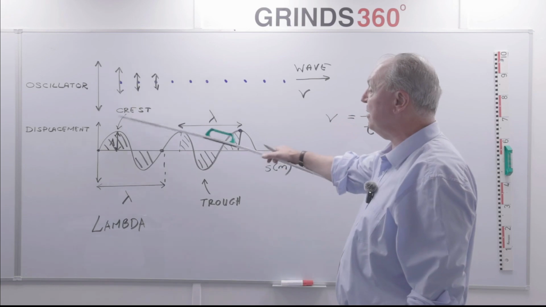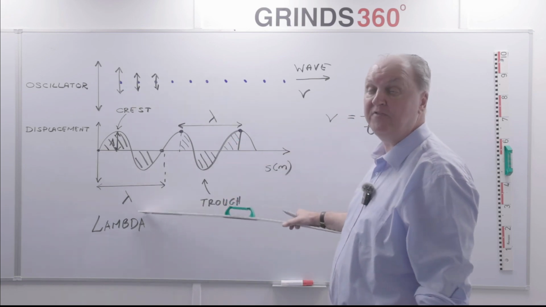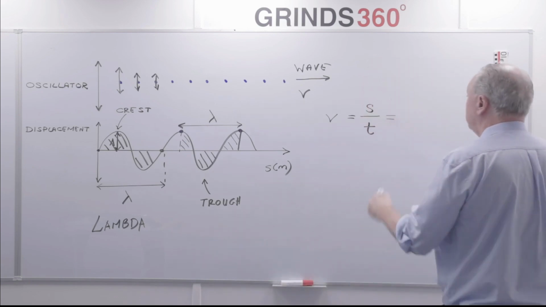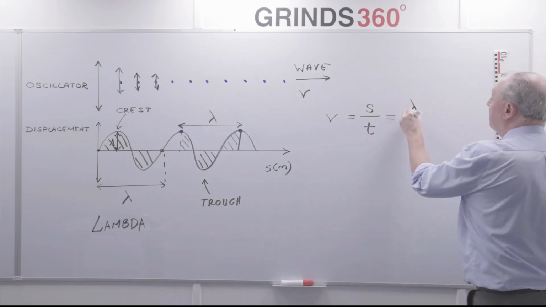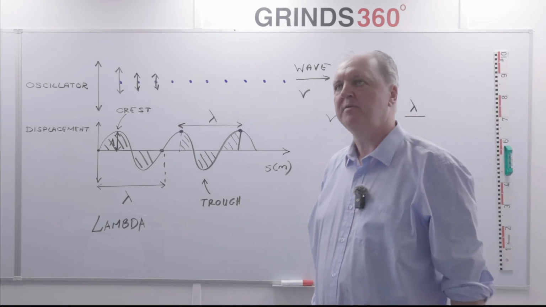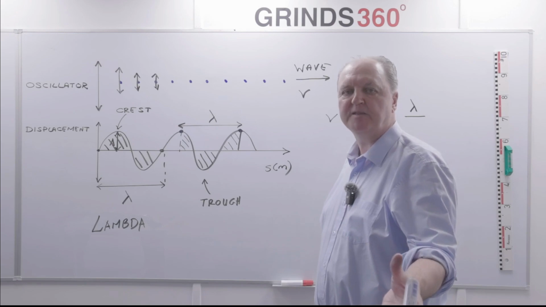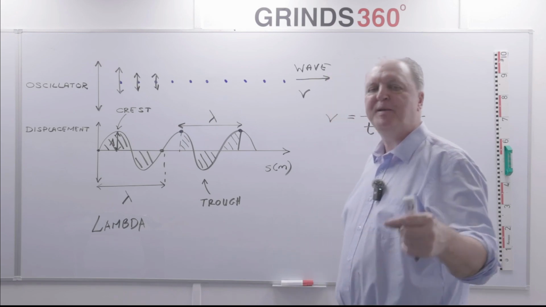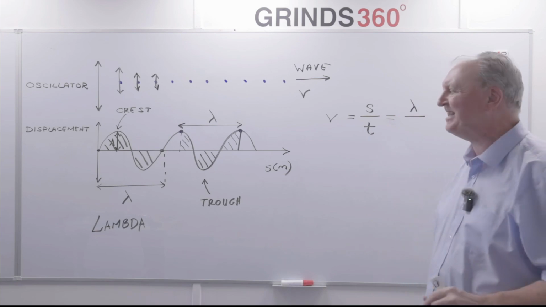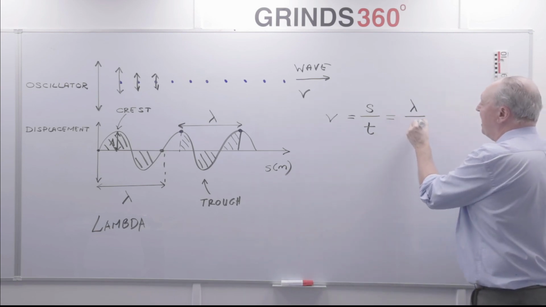Well, why don't I take one full wave? How far does it travel in one full wave? Obviously, it travels what's called the wavelength. So the distance is lambda. And then how long does it take to travel that full wavelength? We did this in the previous part of the lesson. It takes the periodic time. The periodic time is the time for one complete cycle. So T, periodic time, we call capital T.